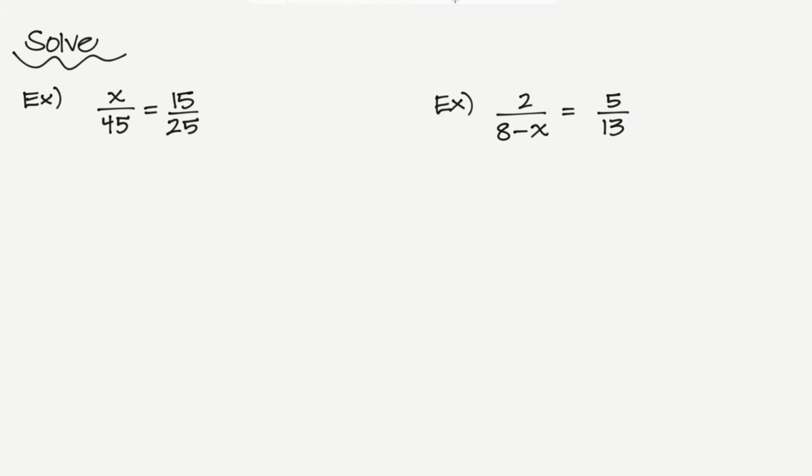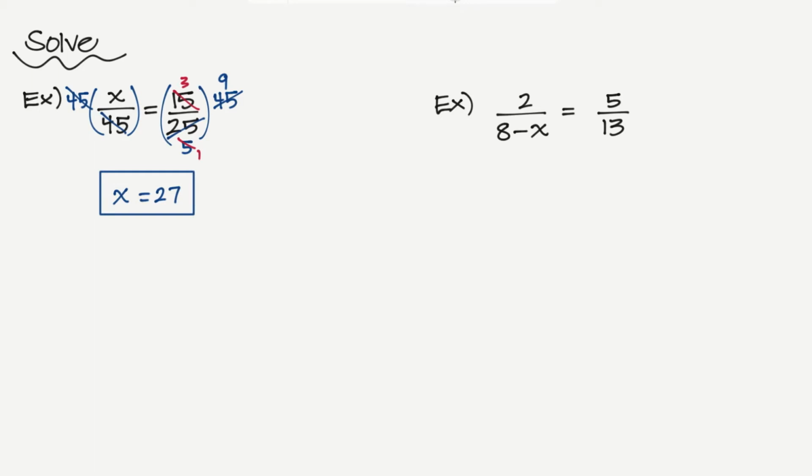First, let's solve x over 45 is equal to 15 over 25. One method is to multiply both sides by the denominator to get the variable on top by itself. Then I can see that the 45 and the 25 can simplify with one another, as well as the 15 and the 5. And then I'm just left with 3 times 9, which is 27.